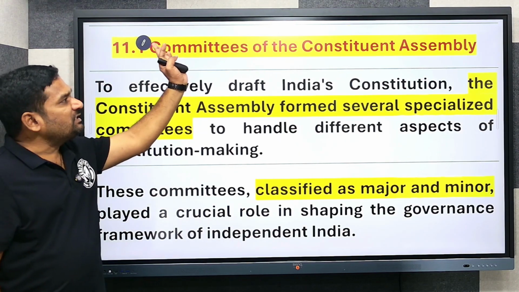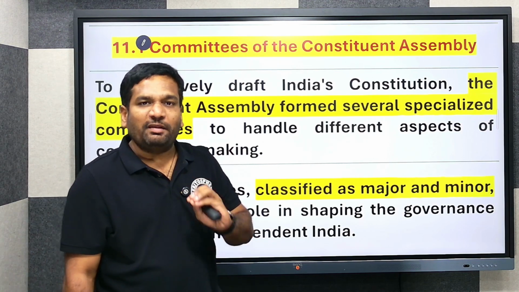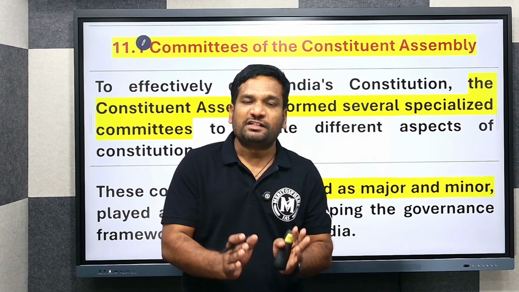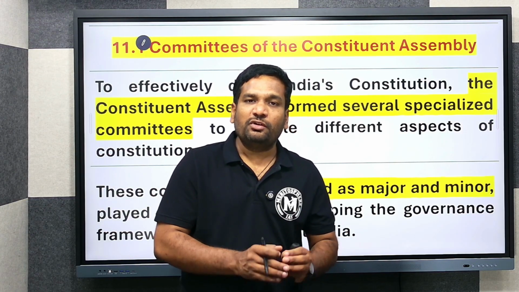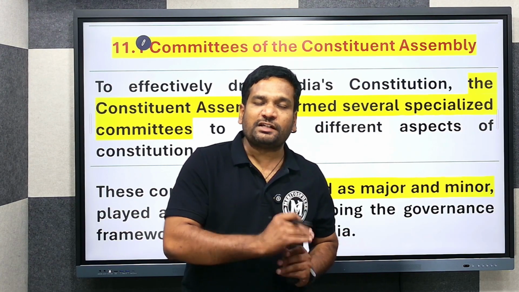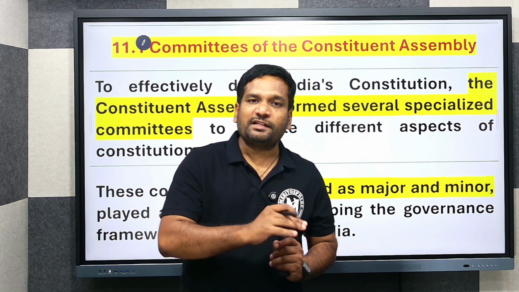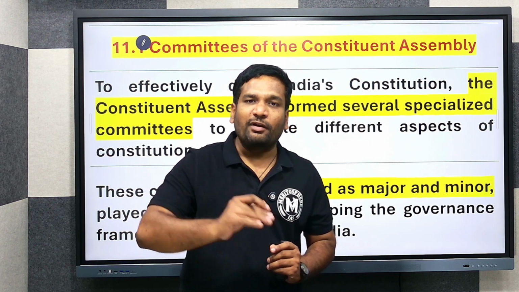We are in the first section, that is committees of the Constituent Assembly. The complex task of framing the constitution for India was divided into several segments, and each segment was accorded to a particular committee. So several committees were formed within the Constituent Assembly, and each committee was given a particular task. For example, the drafting of fundamental rights was given to a particular committee.